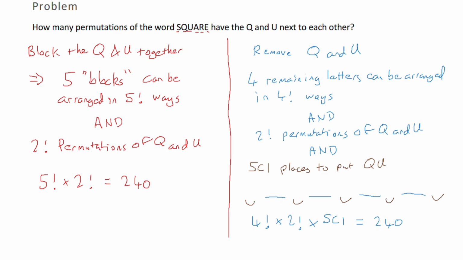So there are multiple different ways to approach this kind of problem. I've shown you 2, you might think of another one. You can either think of them as a block and think about arranging the blocks and permuting within the blocks, or you can think about what you're left with if you take them out and then the number of places you can put them back in. We're going to see in various examples through the rest of this skill that one or the other is sometimes more useful depending on the scenario.